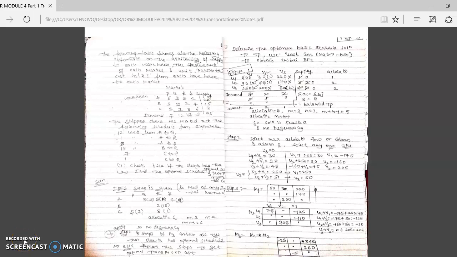Good morning all. Today we start with the next video tutorial on the Modi method. In the last class also we solved the examples on the Modi method. Today we'll solve one more example. Just look at the second example.